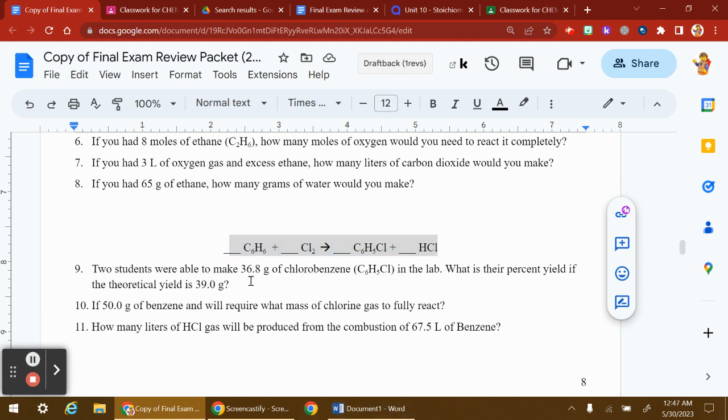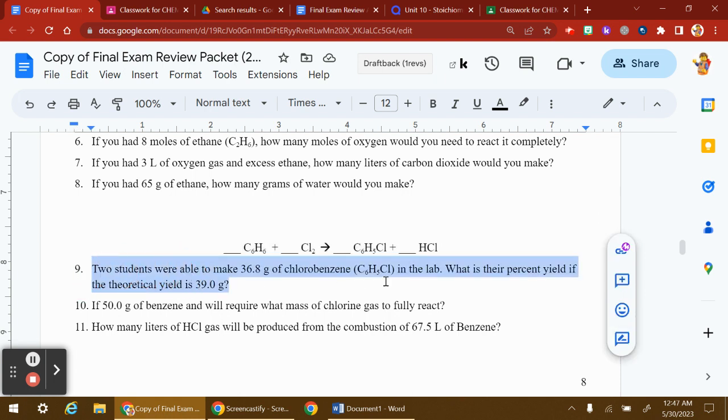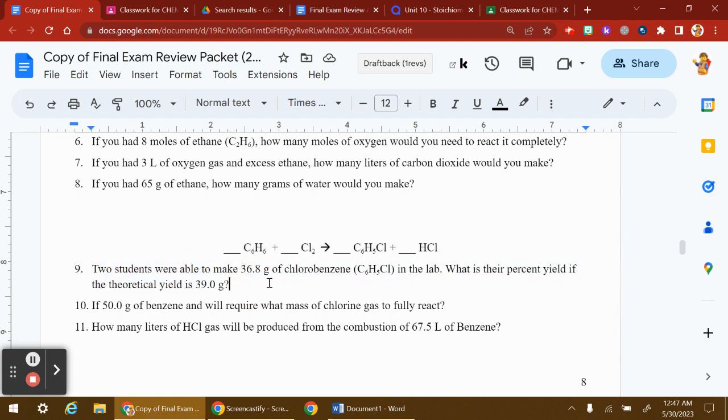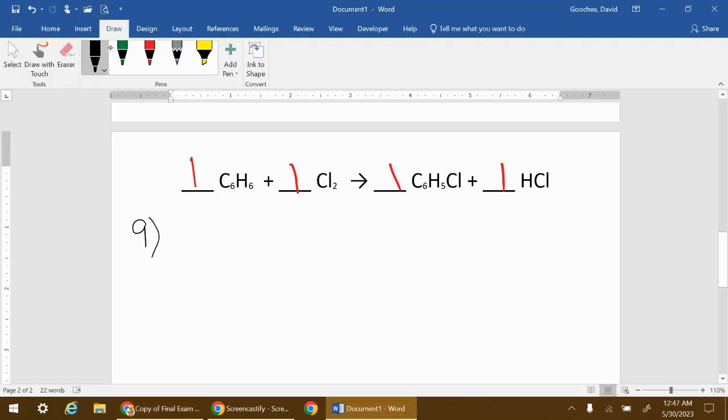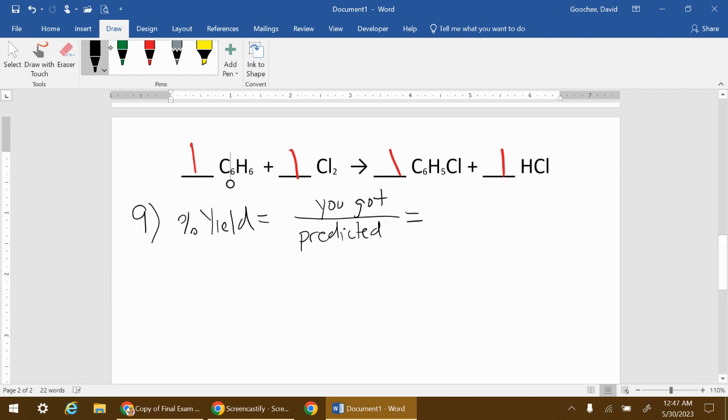Two students were able to make 36.8 grams of chlorobenzene in the lab. What was their percent yield if their theoretical yield was 39 grams? So here we go. Percent yield is equal to what you got in the lab, like literally weighed out in your hands, if it's not toxic, divided by the predicted, the theoretical amount. So it's what you got divided by what you predicted you should have gotten.